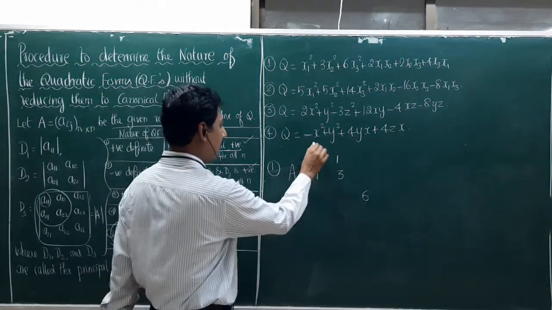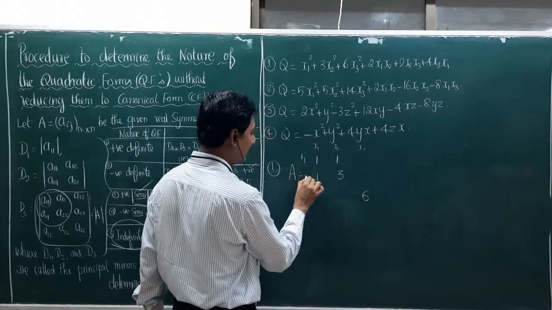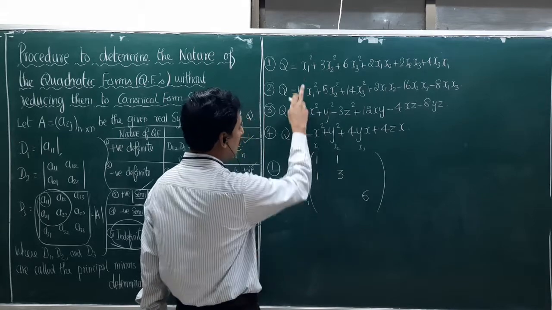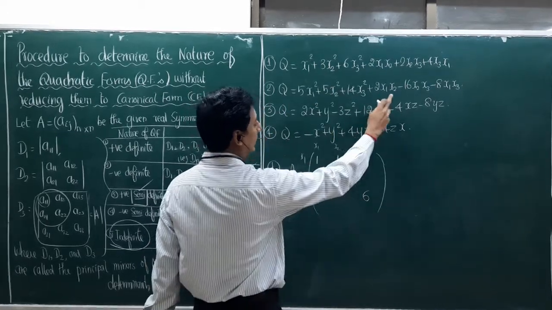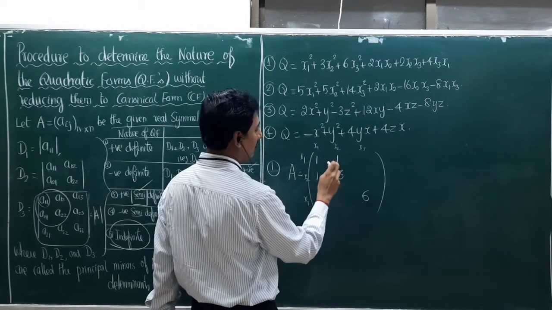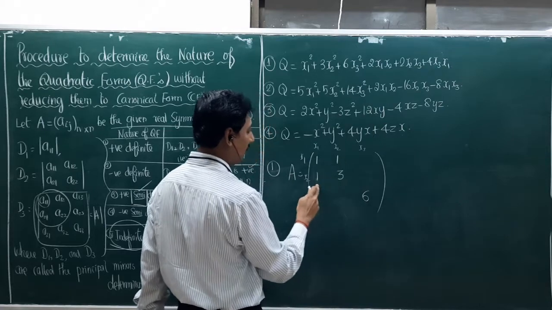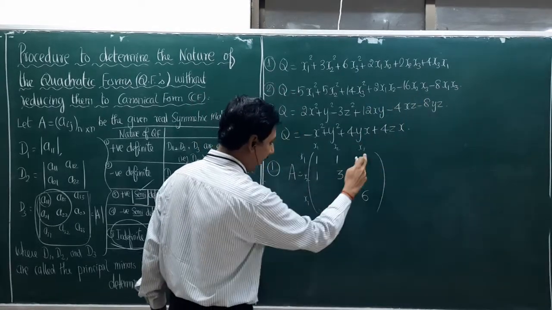So this is my x1, this is my x2, this is my x3. Here for x1 squared it is 1, for x2 squared it is 3, and then x3 squared. Now x1x2: where do we get x1x2 here? The coefficient is 2. It is symmetric, so we divide this by 2 and we get 1, 1. What about x2x3? Where do we get x2 and x3 here?